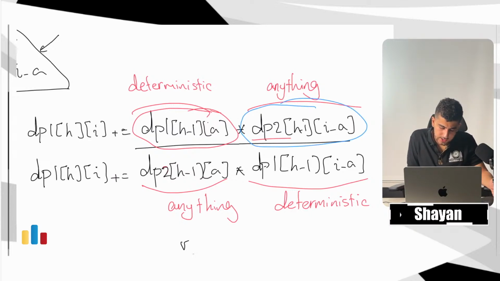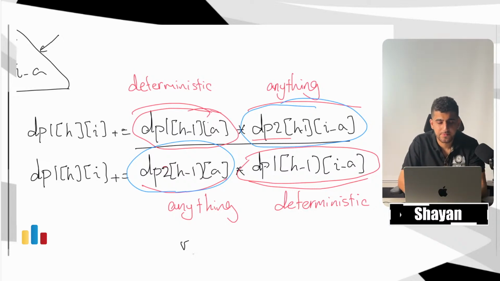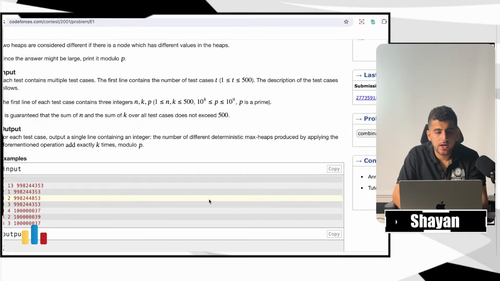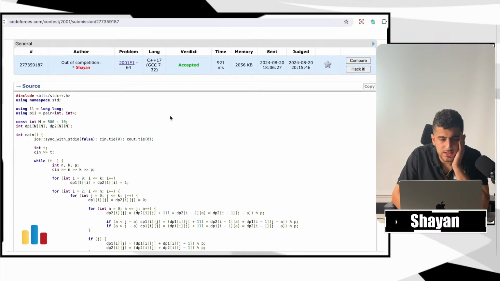In the other case, I need to make sure that the right child is deterministic, and I do not need to worry about the left child. So this way my DPs can be updated. Thanks a lot, Mustafa. So I can say that as you see in my code, this is just as simple as it is here.